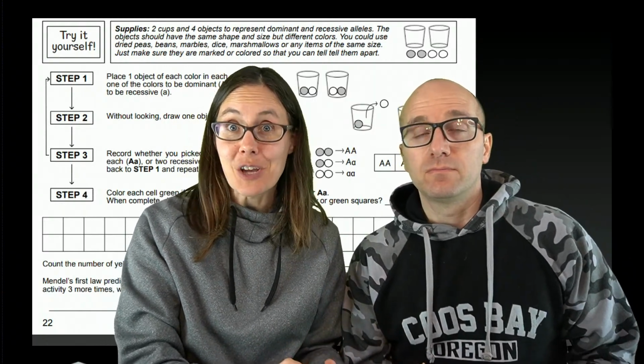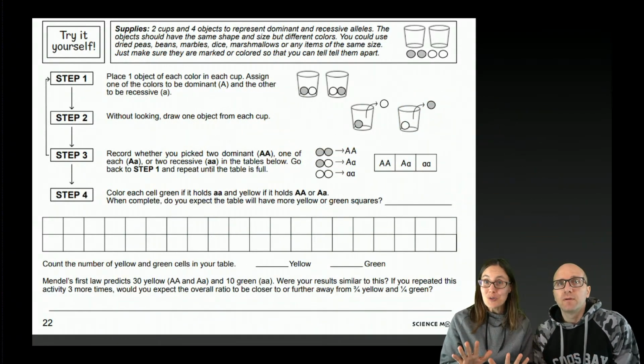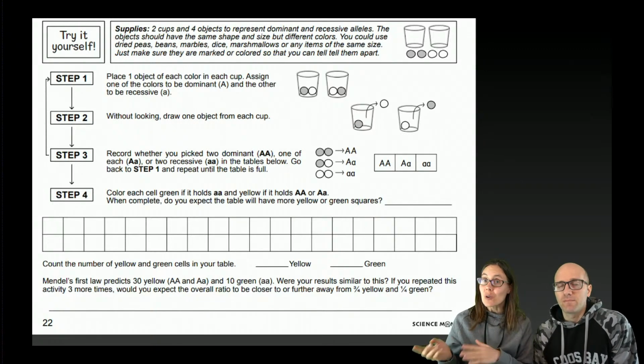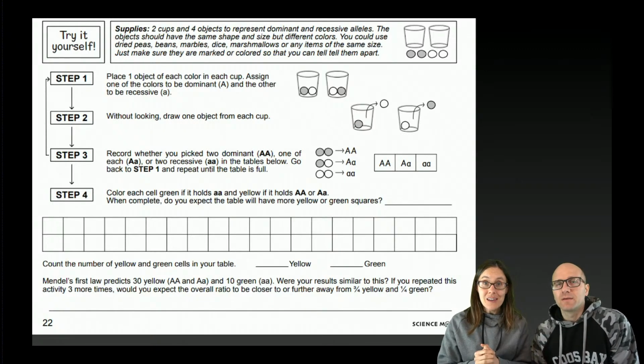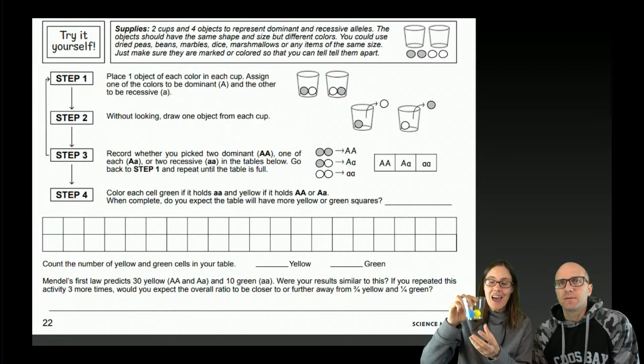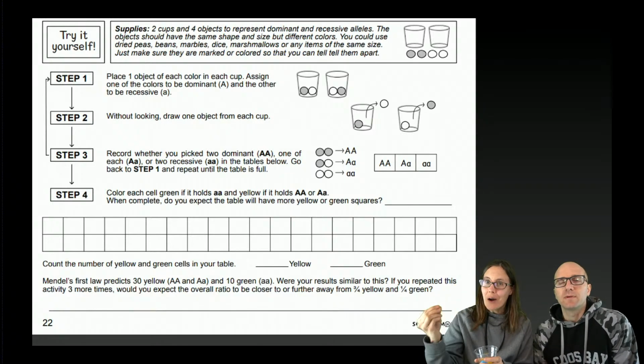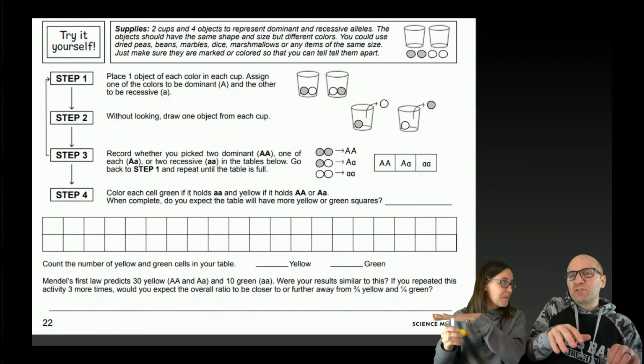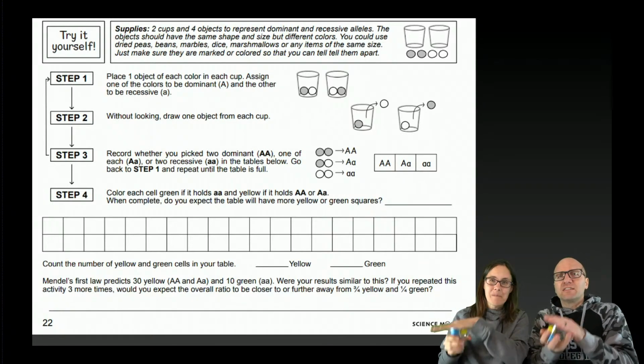So this activity on page 22, I want to make sure that you do it. You can pause the video right now and give it a try, or you can wait till the video is done and come back to it. But take your objects and then close your eyes, draw one out at random, and then write down what you get. Let's do just one example. Okay, sure. Math Dad? You could even roll a die, do evens versus odds. Yeah, there are lots of ways of simulating this.